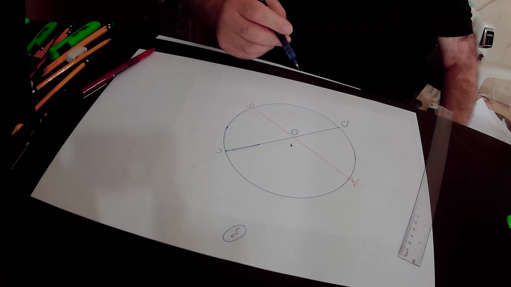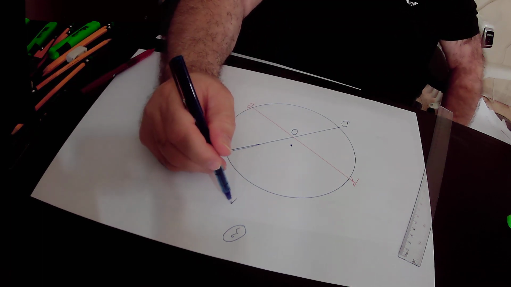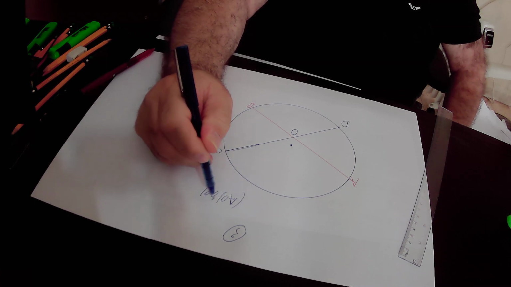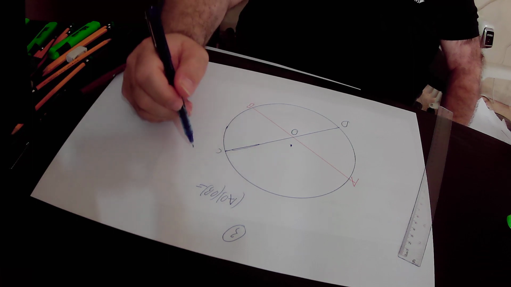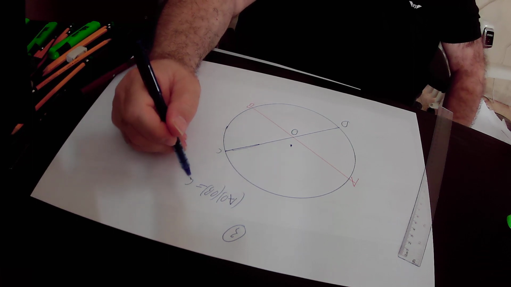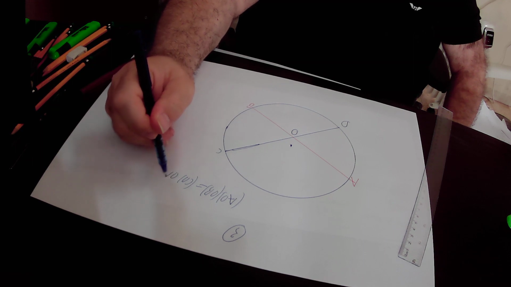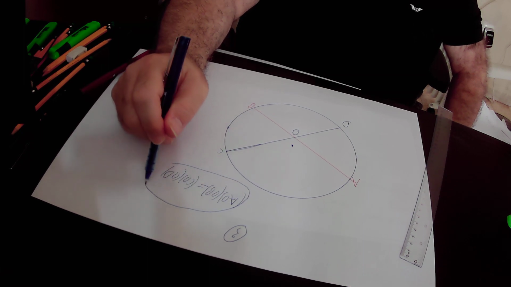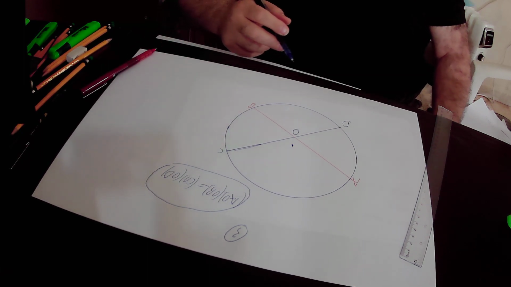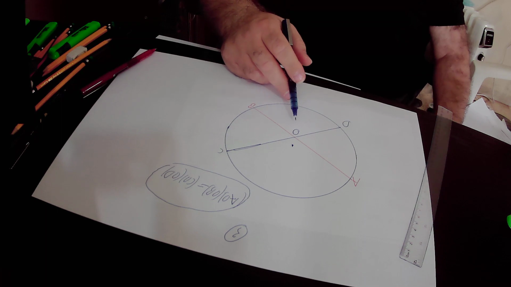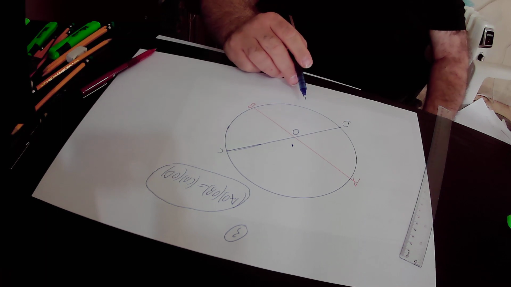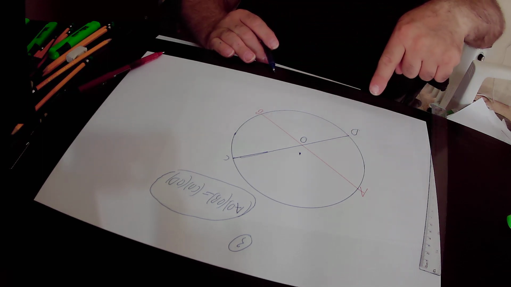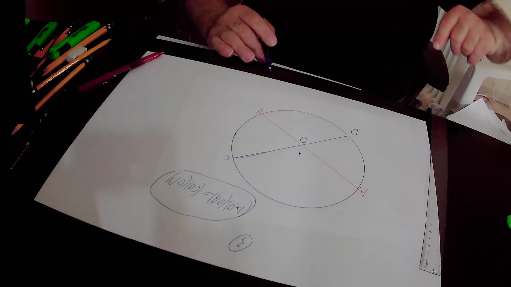According to the rule, AO times OB is equal to CO times OD. Okay, so in any circle, if two chords intersect with each other and the intersection point in this case is at point O, then the following formula is true, that AO times OB equals CO times OD.